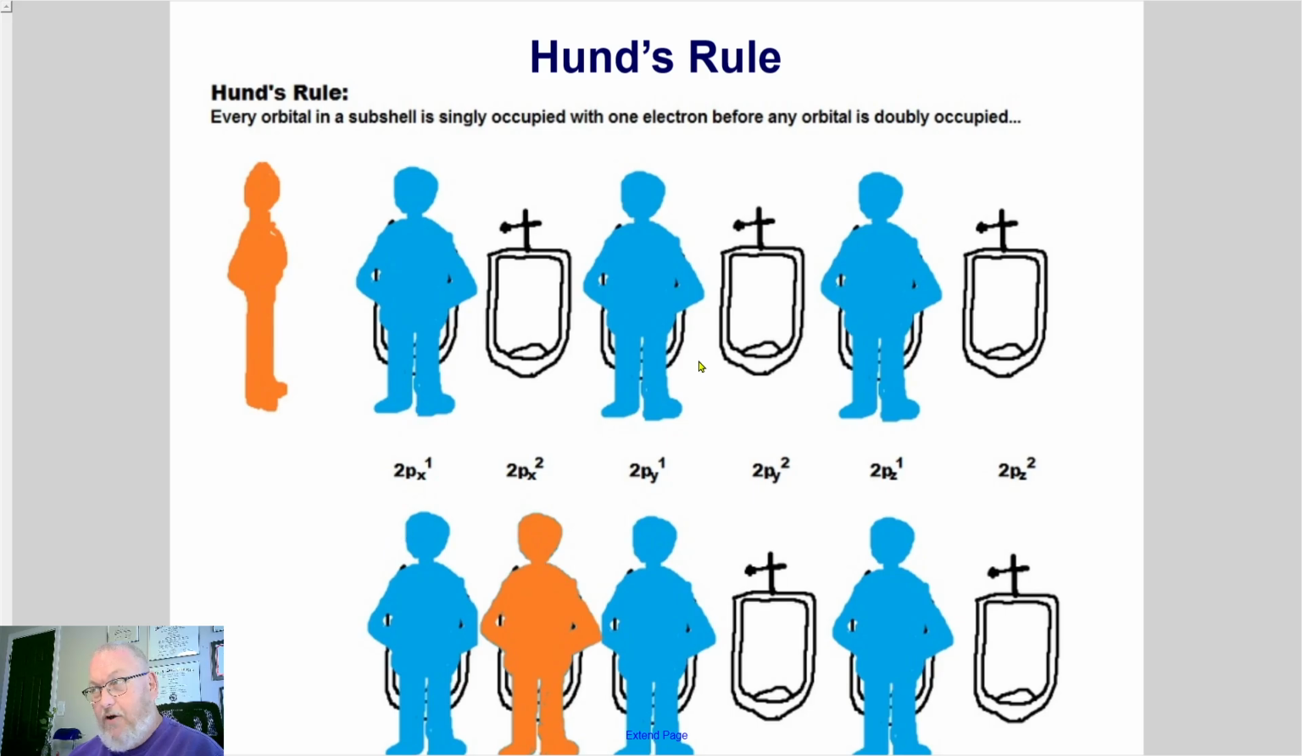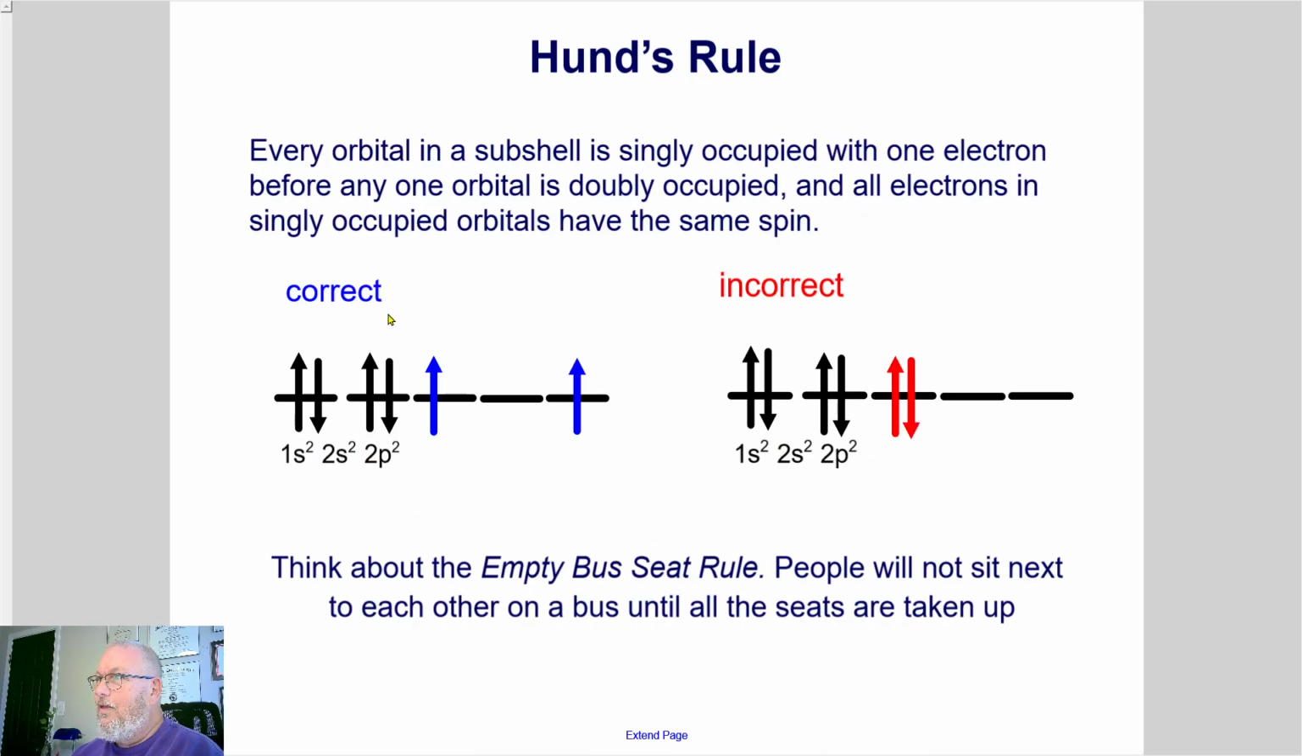Now, if every other urinal is filled, then this fella will have to take this one right here, and he does. And if somebody else comes in, they will take that one. So anyway, you're only going to occupy one orbital if you can before you double up. Every orbital in the subshell is singly occupied first.